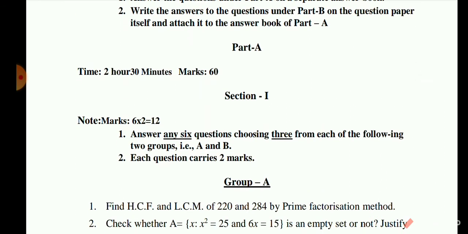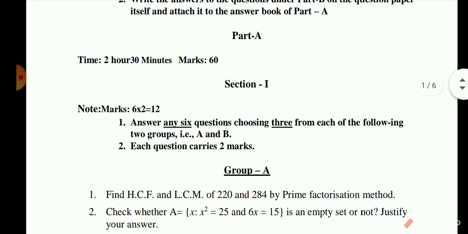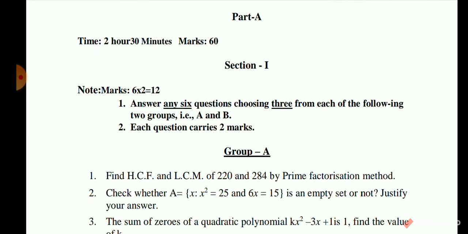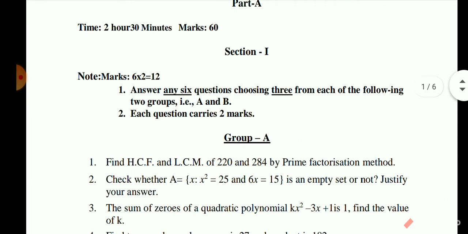Previously we had two papers. The two papers are reduced to one paper: the first part will be paper 1 and the second part will be the questions from paper 2. So in part 1, part A, section 1, before we had 1 mark questions, but here we have 6 2-mark questions.